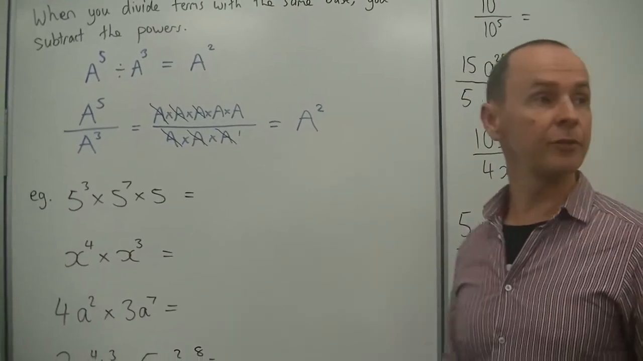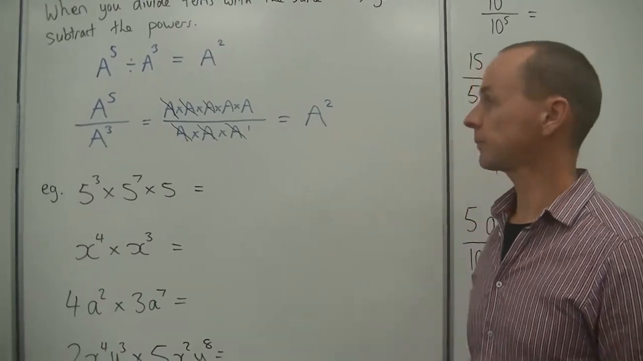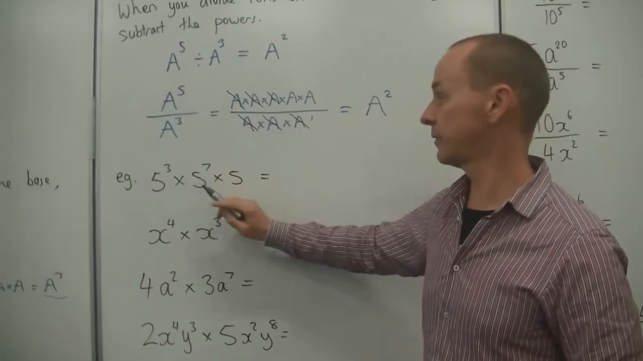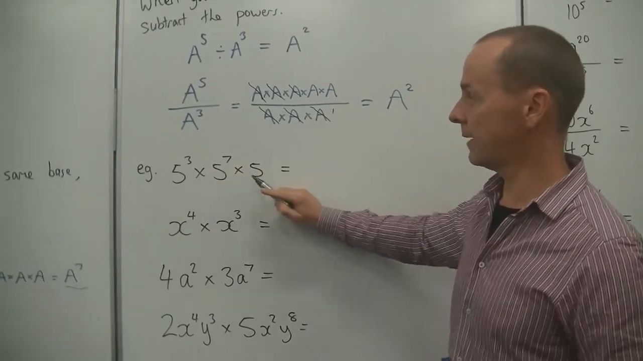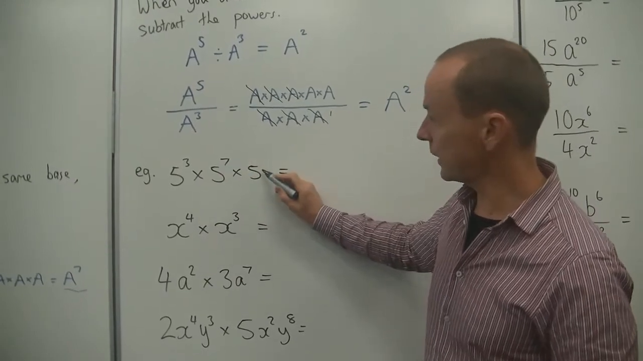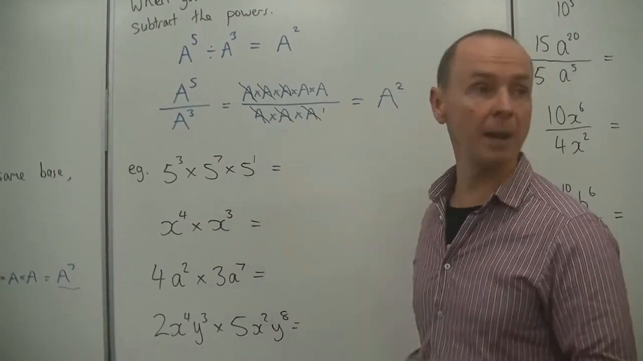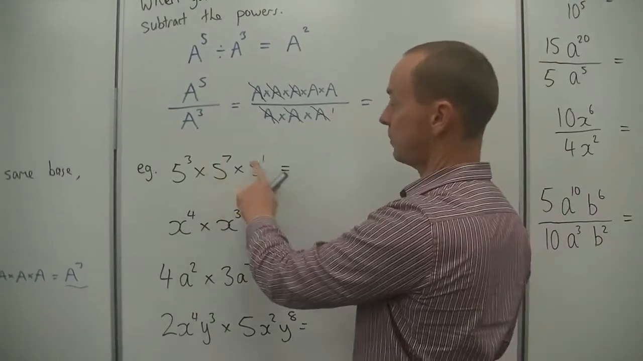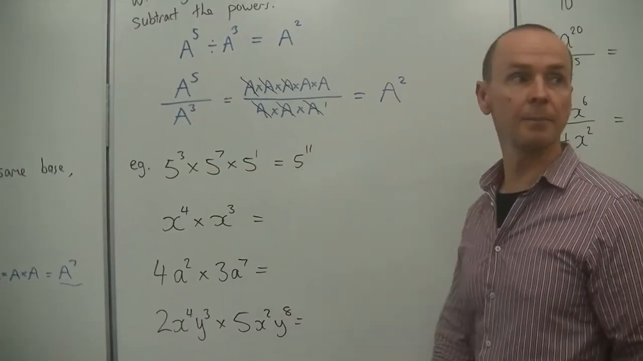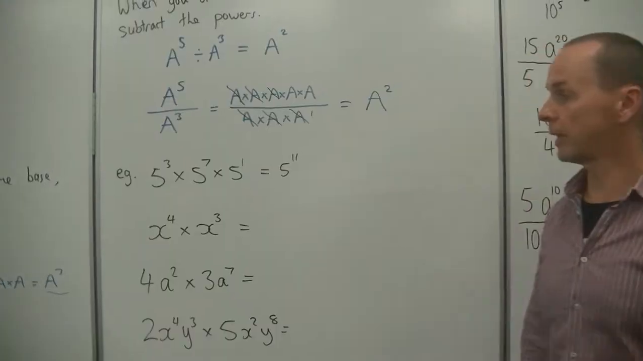Alrighty, let's do some questions now. So when you're multiplying with the same base, you add the powers. So they're all the same base. We've got 3 plus 7, which is 10. And what's this one here? There's nothing there, but it's really to the power of 1. So 10 plus 1 is 11. So it's 5 to the power of 11. And that's it. That's your answer.